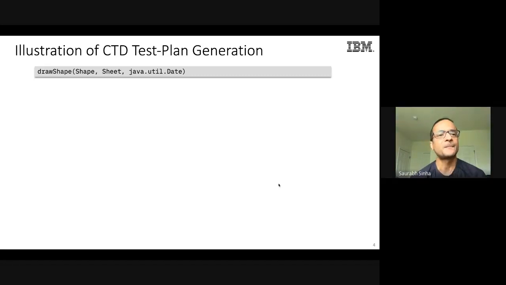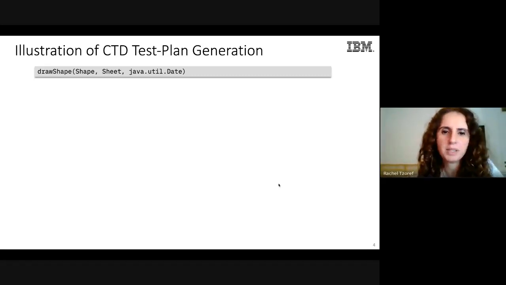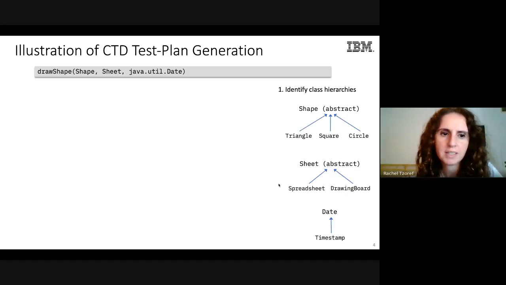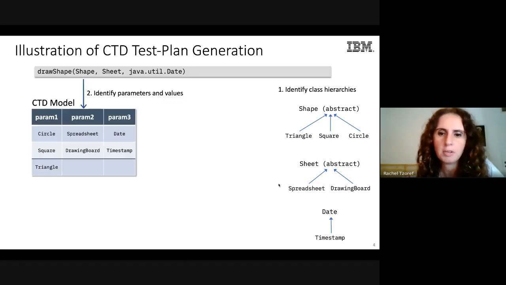Yeah, thank you. So here's an example of how we use CTD Guided Generation. We want to generate test cases that comprehensively cover this method, draw shape. We analyze the parameters to this method according to the class hierarchies, and also some more type analysis, to understand what are the feasible concrete types for each parameter. And we see this on the right. This is the first step that's done automatically.